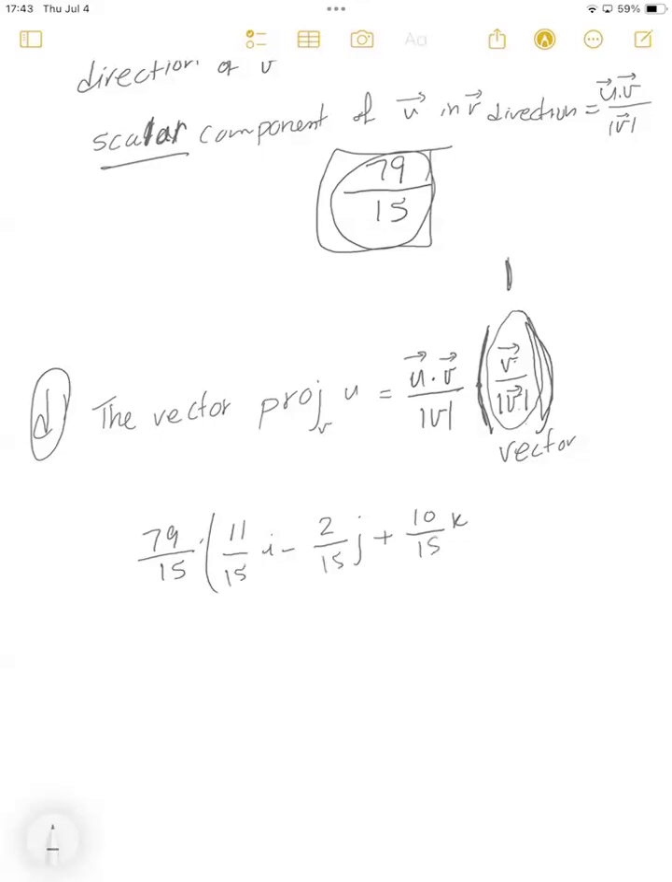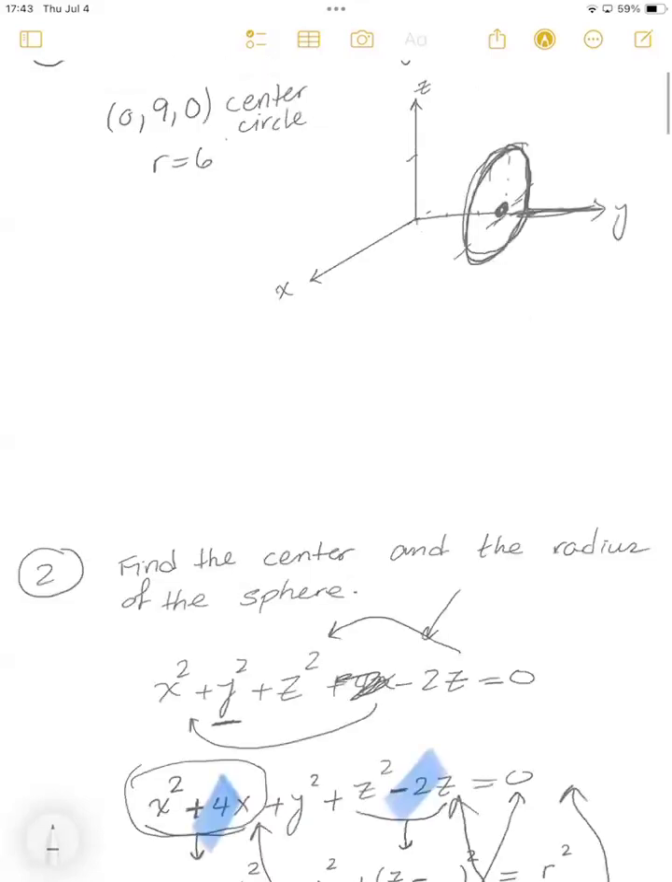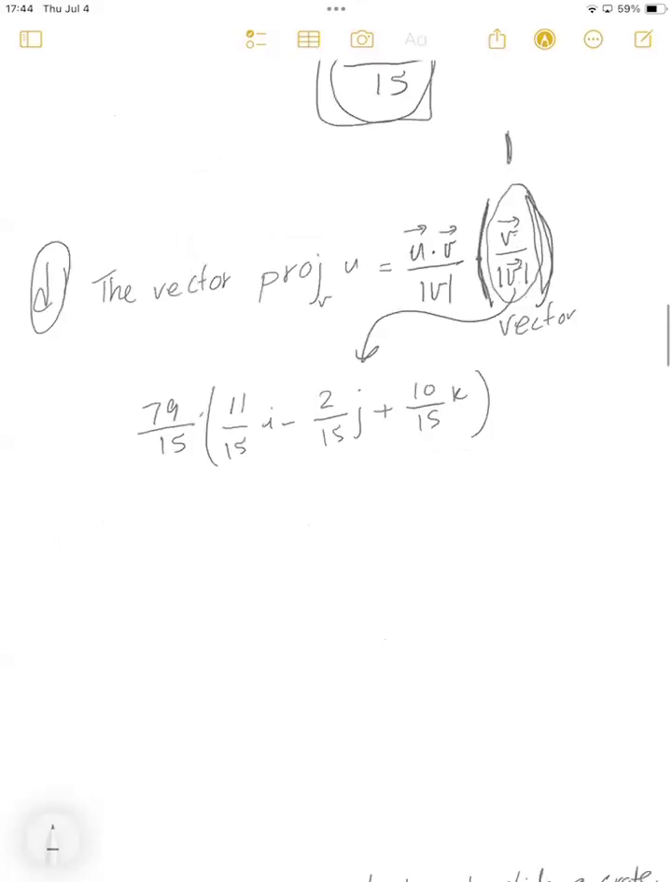So now this is the unit vector v. The length of that vector is 1. So now I do a scalar multiplication. I multiply this by every one of them. 79 times 11 is equal to 869.